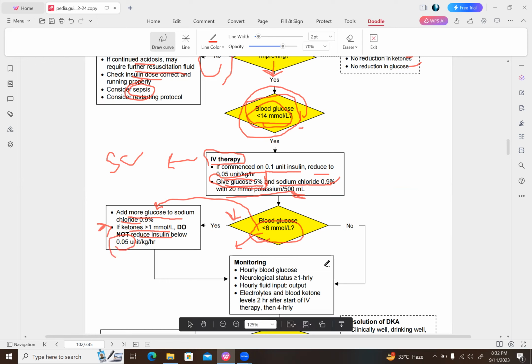Okay, suppose the blood glucose is not going down. Then again you have to monitor. Okay, this is same. Hourly glucose, neurological status, intake, output, blood ketones. Okay, this is almost same.